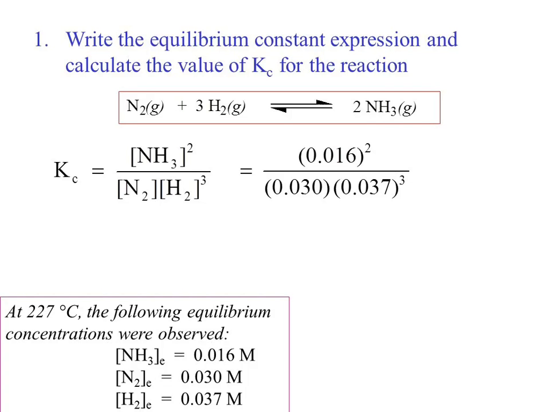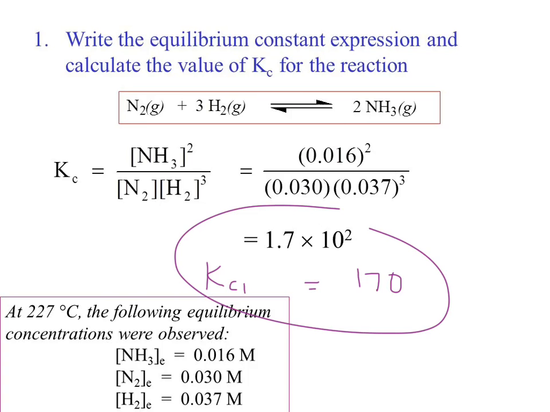Go ahead and do the math and round to 2 sig figs, and we have a Kc of 1.7 times 10 to the second. We pack it up in scientific notation so it's easier to see that we have 2 sig figs. But are we all on board that this is really 170? So Kc1 is 170. Remember, those are all unitless.